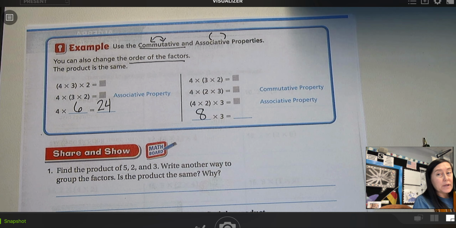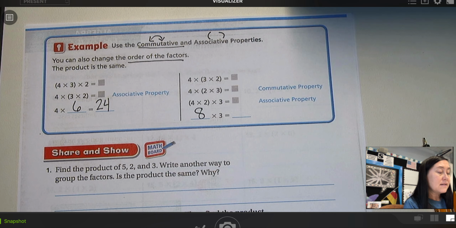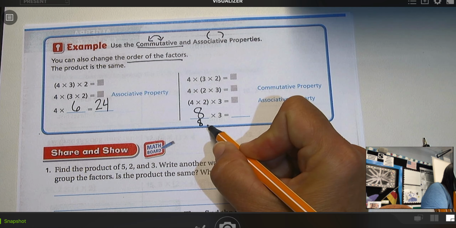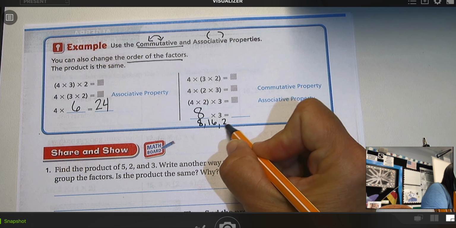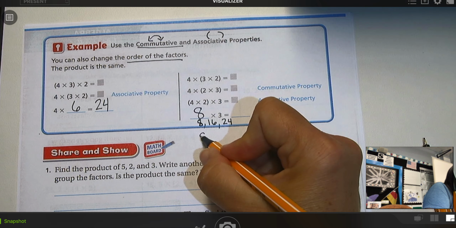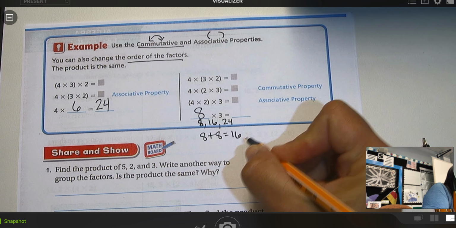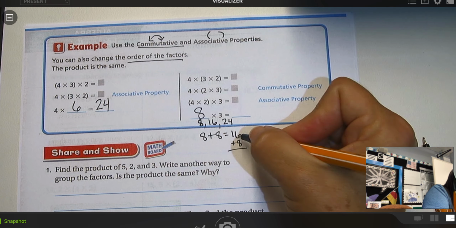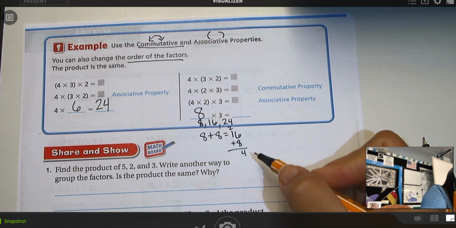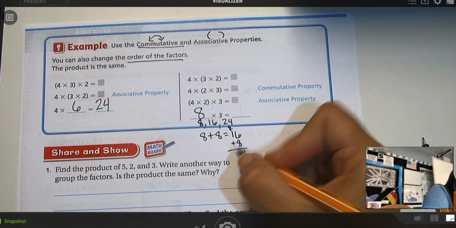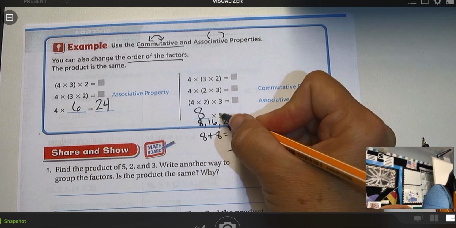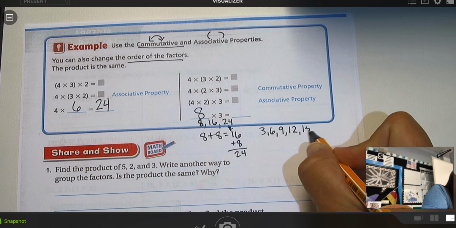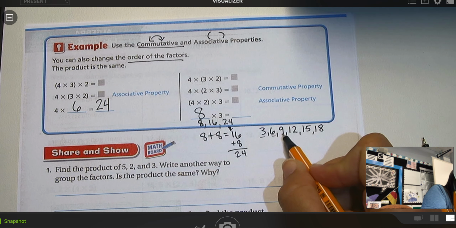So if 8 times 3 is tricky, I might just count by 8s, right? I'm going to go 8, 16, 24. Sometimes I like to write it out. Or I might think 8 plus 8 equals 16, and then I could add another 8 if I'm not confident with my 8s, right? Or I could think 3 times 8, 3, 6, 9, 12, 15, 18, and I could count by 3s.